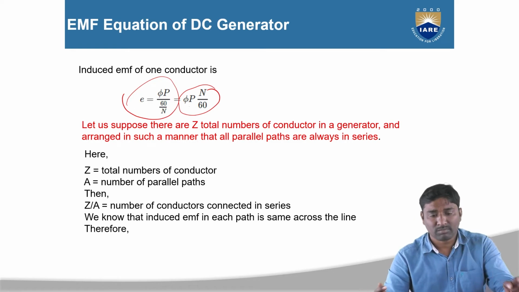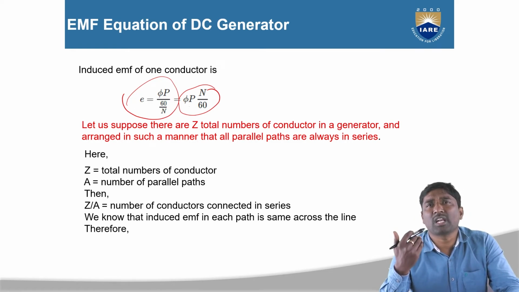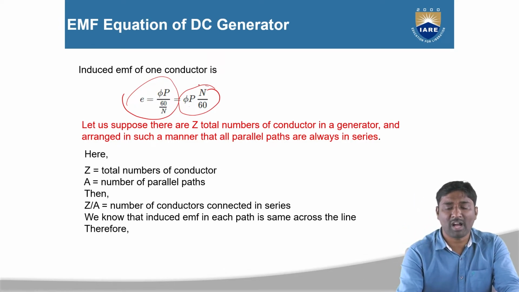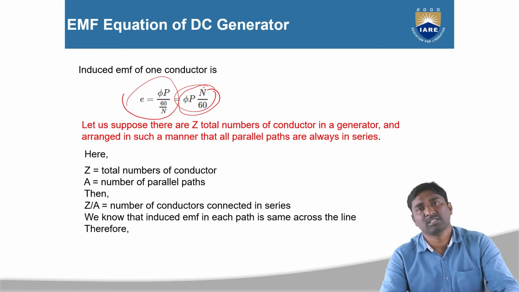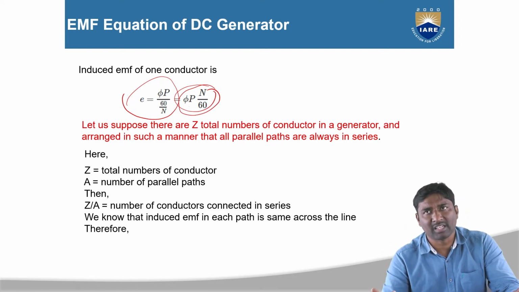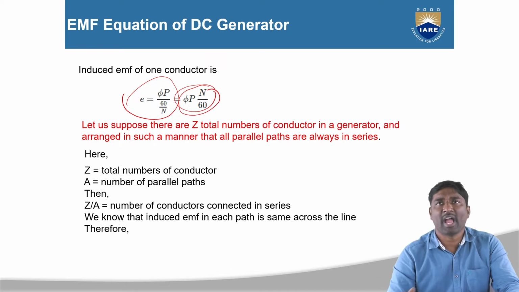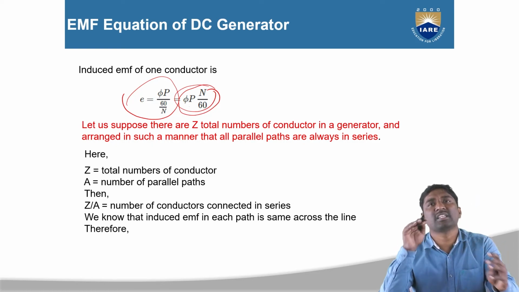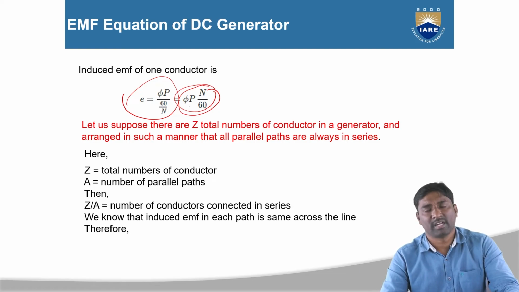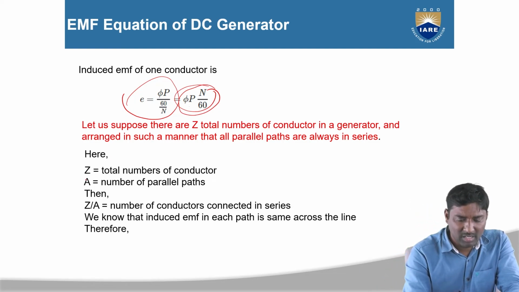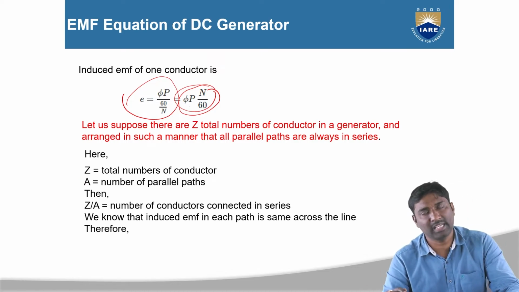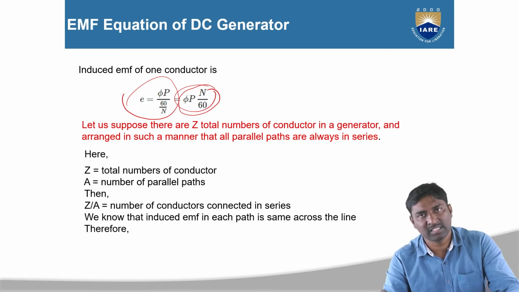Suppose there are Z total number of conductors in the generator, arranged in such a manner that all parallel paths are always in series. Now, because I am taking Z number of conductors, what is the induced EMF? That is the induced EMF equation of the DC generator.